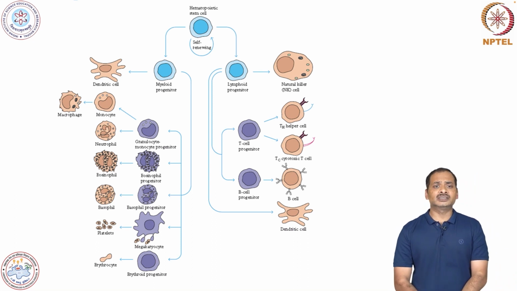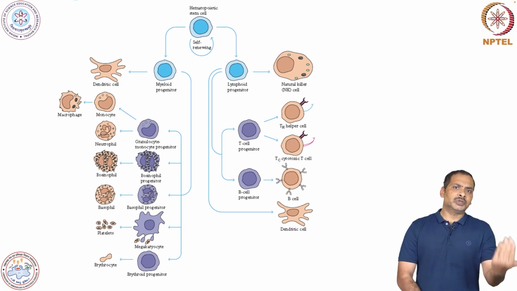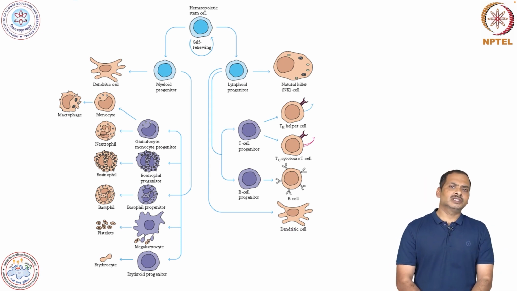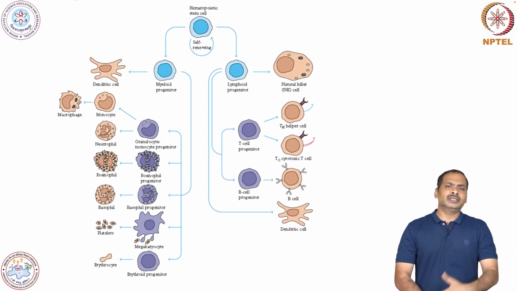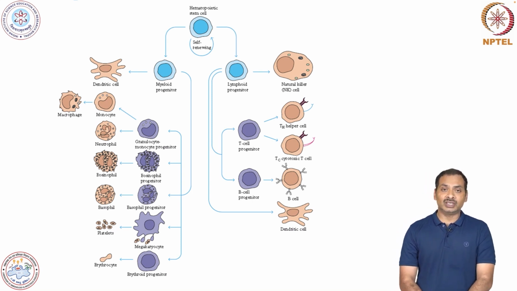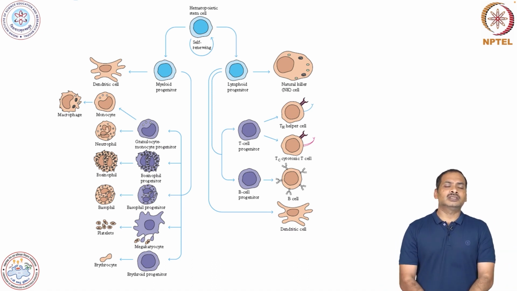Another lineage is the lymphoid lineage, okay, which is a precursor for the lymphocytes. Okay. And this lymphoid lineage basically results in the differentiation of T cells and B cells. Okay. And this can also result in the formation of natural killer cells, which play a very important role in virus infection. Okay. So, in this way all these blood cells are formed.